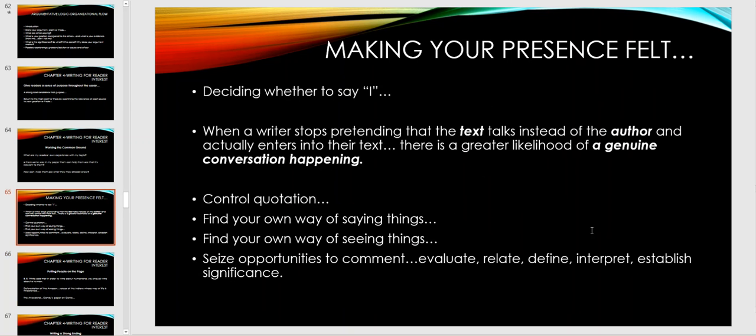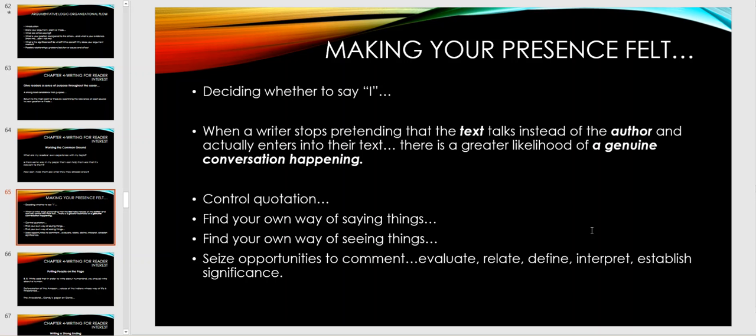So you want to make your presence felt, and if you're using personal experience as academic evidence, which you can use in this particular research essay, you have to figure out how you want to say I, right? We had this conversation early in the semester. I think it's important to use I when you're making a point, but sometimes it shifts the focus of an essay away from the topic to the individual, namely you.